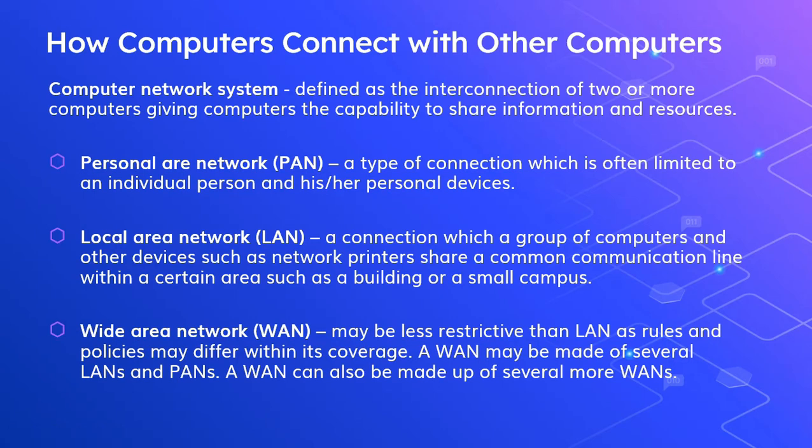So, we can namely define this as a computer network system. So, it is defined as the interconnection of two or more computers, giving computers the capability to share information and resources. Computers are able to communicate with one another over networks.